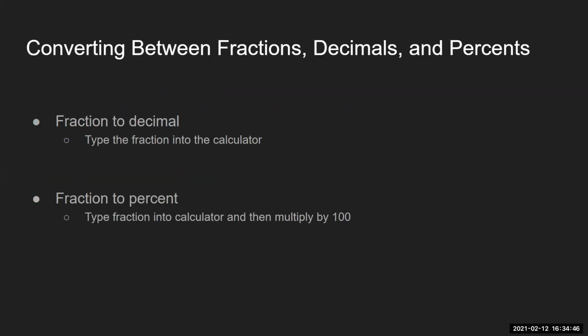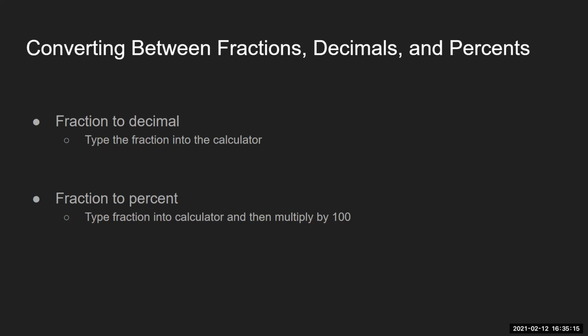So the first thing you want is you want to be able to convert between fractions, decimals, and percents fairly comfortably. So if you're converting from a fraction to a decimal, it's pretty easy. Just type the fraction into the calculator. You are going to have a built-in 4-function calculator on the test. Use the calculator. Don't do stuff by hand if you don't need to. That's what the calculator is there for you.